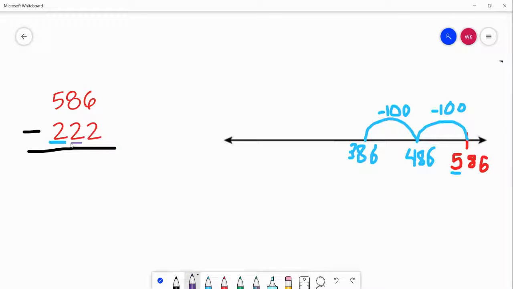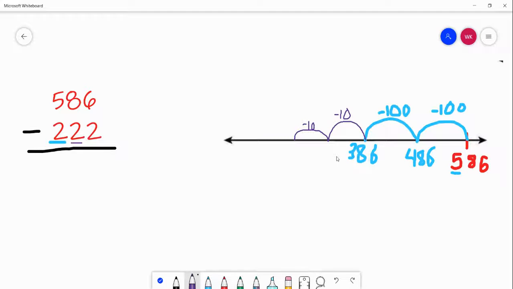Now we're going to go over to our tens place to see how many tens we need to subtract. And we need to subtract 2 tens. So we have 1 10, 2 tens. And remember, I'm always going to label it 10, 10. And I always put that subtraction sign to show that you are subtracting.